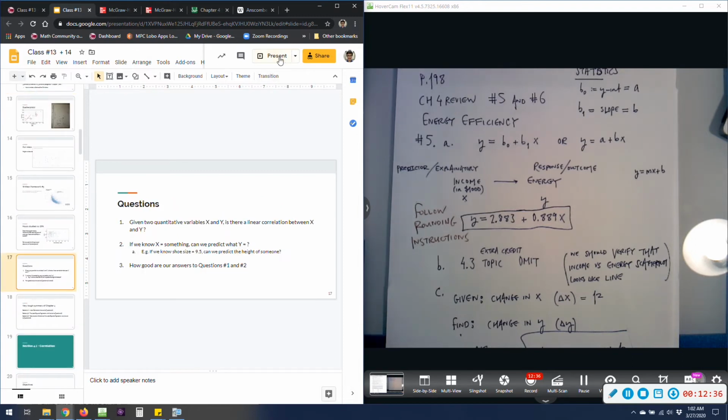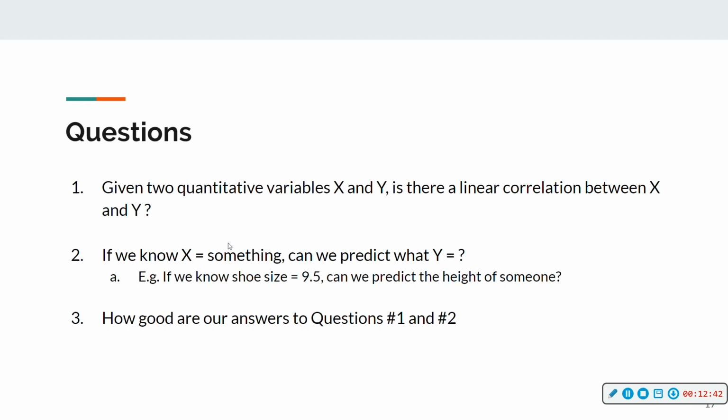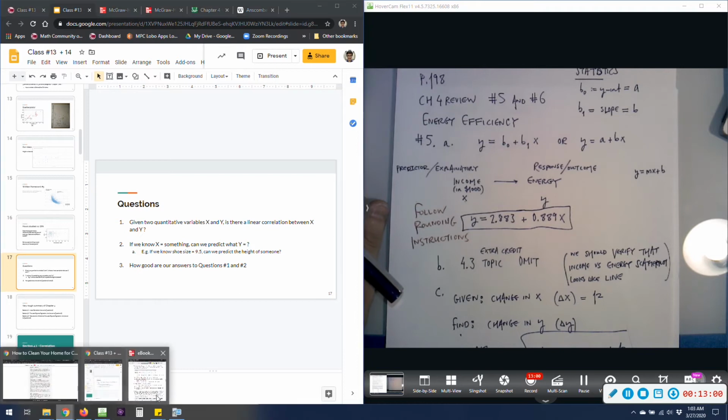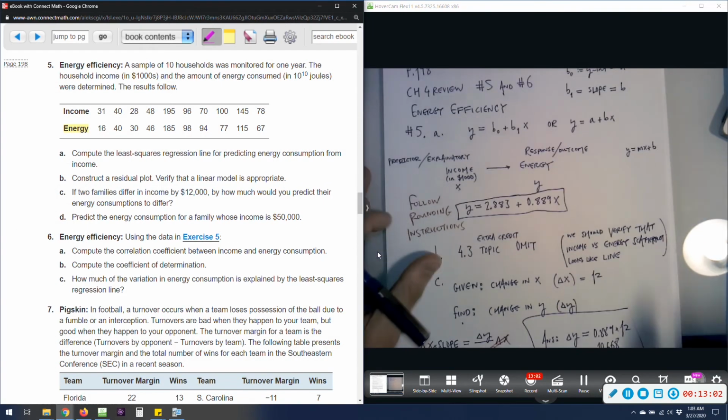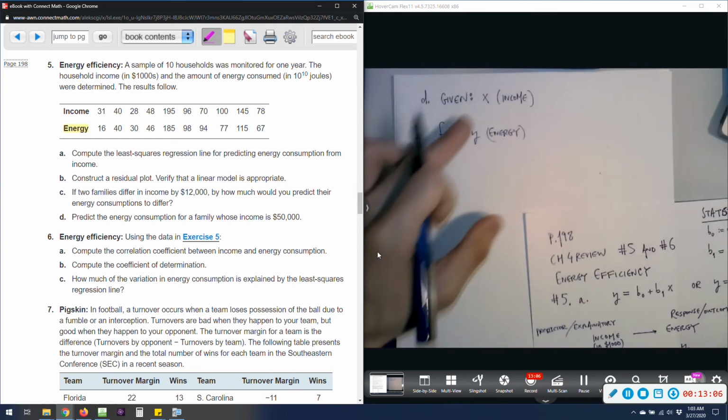Given two variables x and y, is there a linear correlation? We haven't even talked about this yet. We will in the next problem, number 6, but right now we're doing question number 2 here. If we know x equals something, can we predict what y is? So that's what we're doing here. Let's go back to the book. What are we doing? Given x, find y.